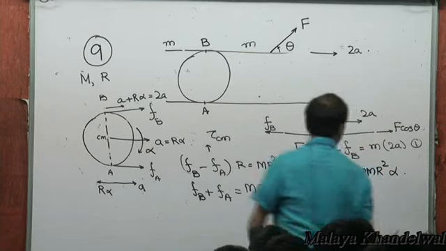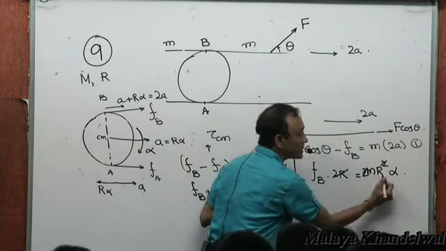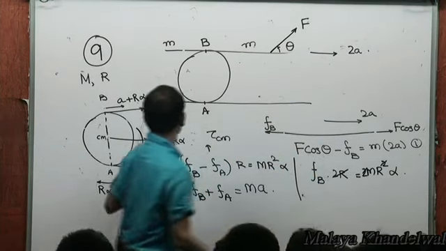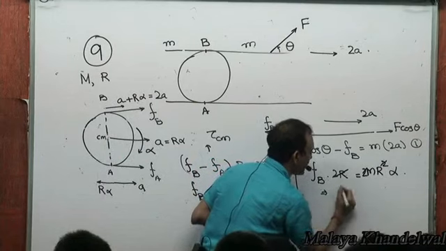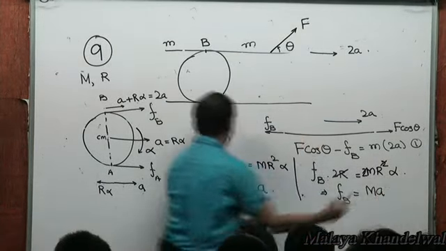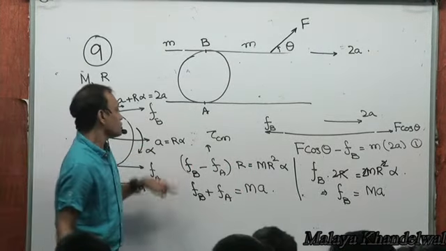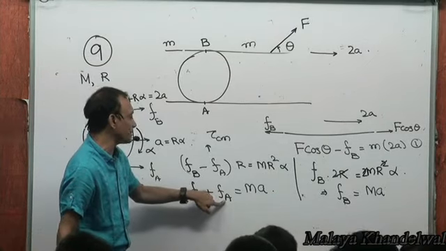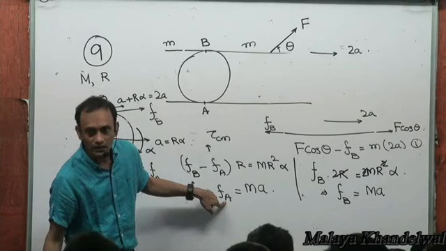Right? And very clearly, this 2 gets cancelled. R alpha is the acceleration. So FB becomes MA, because this R alpha can be written as the acceleration of the center of mass, the condition for pure rolling, right? Now, if FB is capital M into A, FA is very clearly 0.